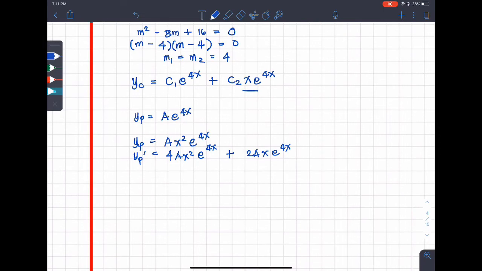So for our second derivative, 4 times 4, I'll have 16ax squared e raised to 4x. Then the derivative of x squared is 2x, so 2 times 4 will have plus 8ax e raised to 4x. Then for 2ax e raised to 4x, its derivative: the derivative of e raised to 4x is 4 times 2a, so I'll have 8ax e raised to 4x. And lastly, the derivative of x is just 1, so 2a e raised to 4x.